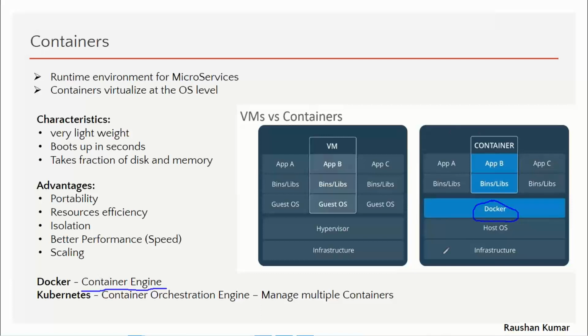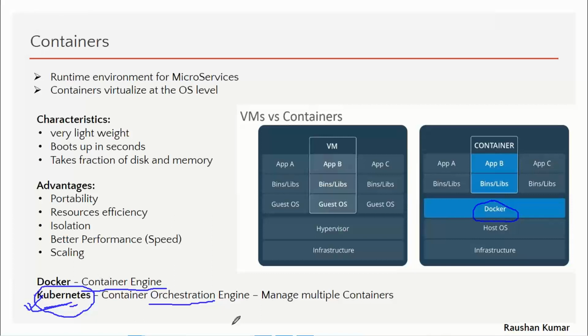But to manage multiple containers, where you want to auto scale based on the load, auto deploy, auto schedule, everything done automatically, you need an orchestration engine. That orchestration engine is called Kubernetes. The popular container orchestration engine is Kubernetes. It is from Google. Google has been using this for the last 15 years, and this is how they manage their workload.